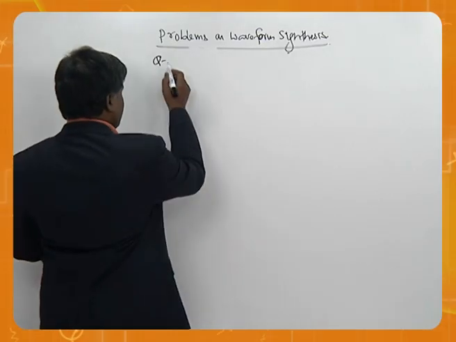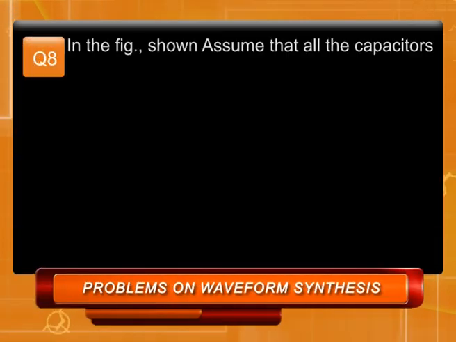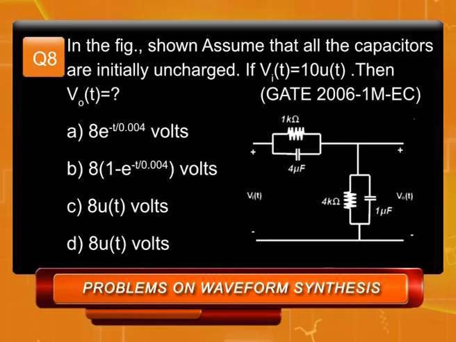Problem 8. In the figure shown, assume that all the capacitors are initially uncharged. Vi is 10 into ut. Calculate V naught of t. GATE 2006, 1 mark, EC.